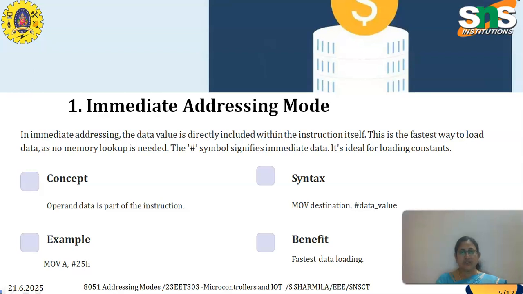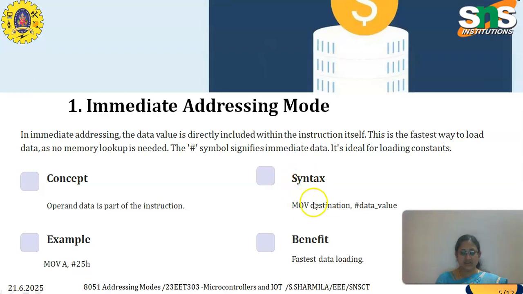First, the immediate addressing mode. It is represented by the hashtag symbol, and it is ideal for loading constants. The value is directly included within the instruction itself. It is one of the fastest ways to load data, and it does not require any memory lookup. The main concept of immediate addressing is that the operand data is part of the instruction.